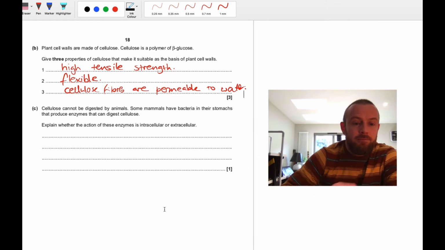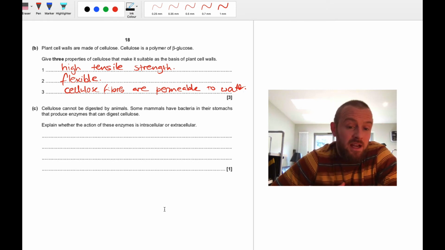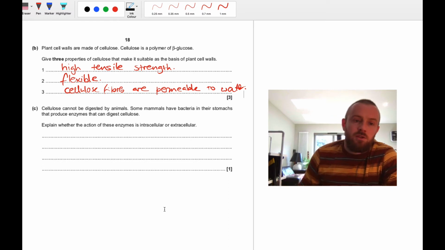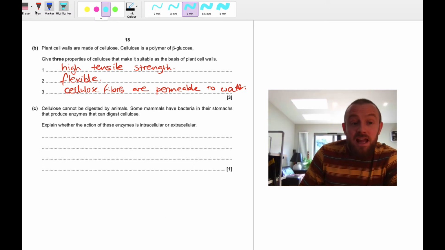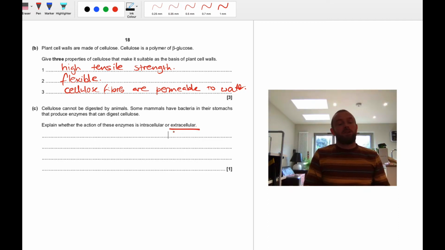C. Cellulose cannot be digested by animals. Some mammals have bacteria in their stomachs that produce enzymes that can digest cellulose. Well, this is just one of these intracellular, extracellular enzymes questions, and the answer here is extracellular. Why is this the case? You have to explain. You don't just get the mark for saying extracellular.